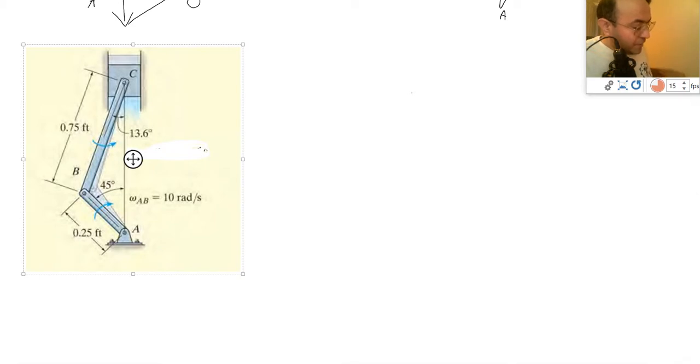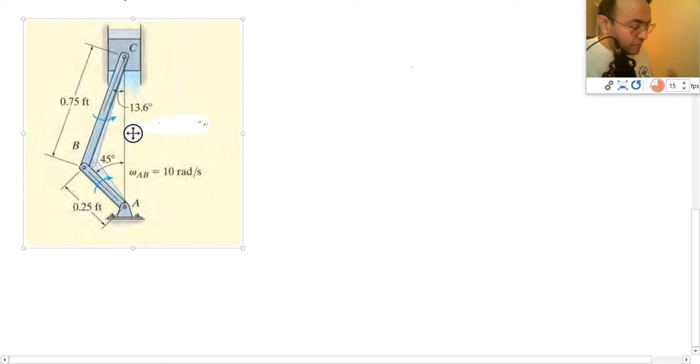Okay, in this example, we have 3 points, or 3 components. Those 3 points are point A, point B, and point C. We know velocity of A is 0. Velocity of B, we can somehow calculate it. Now, we want to find how much velocity of point C is in this example. In order to find velocity of point C, I need to follow the same process that we explained before.